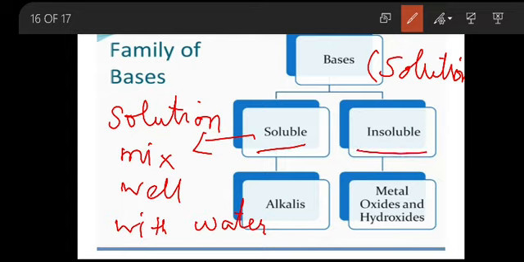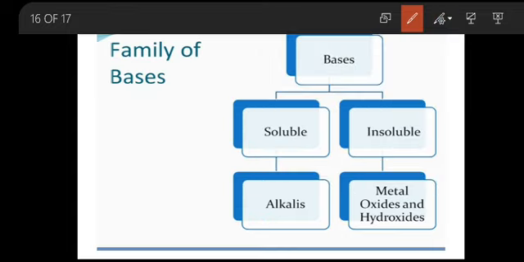The solutions which do not mix well. Example is your chalk powder. When you mix chalk powder with water, does it mix well like your sugar solution? No, it does not mix well. That kind of solutions are called as insoluble solutions.